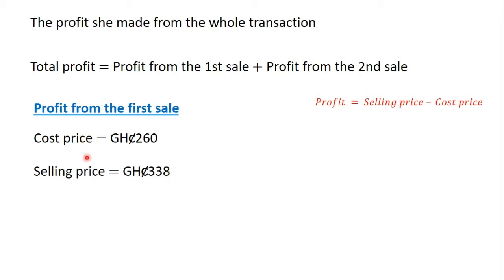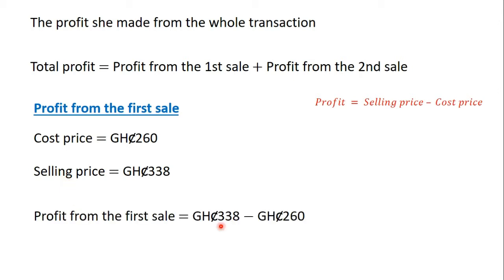This is for the first sale. We have the cost price, we have the selling price, so you can find the profit. So the profit from the first sale is equal to 338 Ghana cedis minus 260 Ghana cedis. And this will give us 78 Ghana cedis. So from the first sale, she made a profit of 78 Ghana cedis.